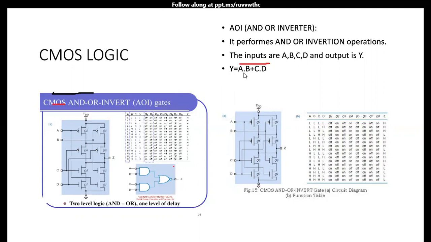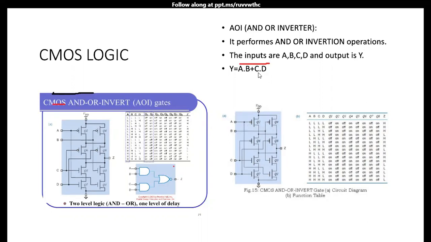So here A dot B is a two input AND gate. To perform this two input A dot B operation, I am taking two PMOS transistors Q2 and Q4 in parallel and NMOS transistors Q1 and Q3 in series. I am connecting A input to Q2 and Q1, and B input to Q4 and Q3.